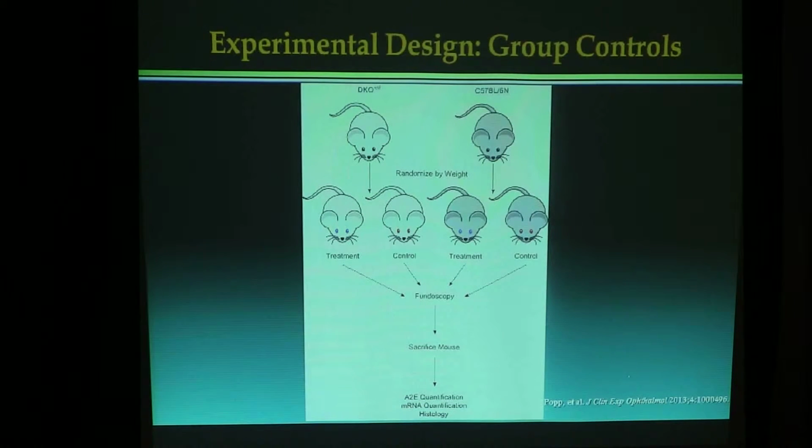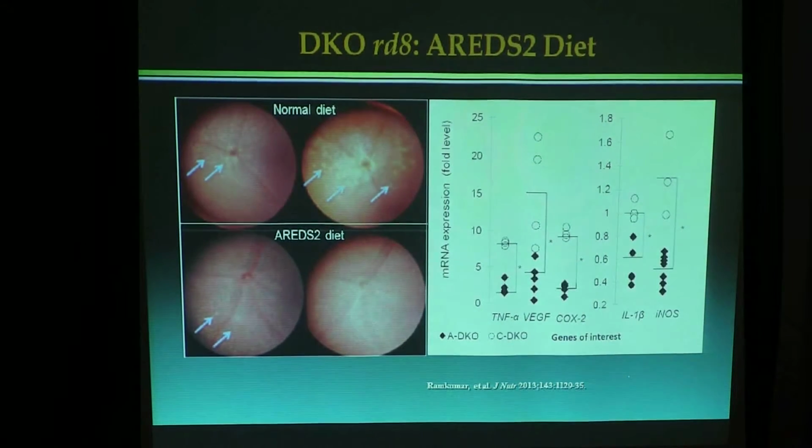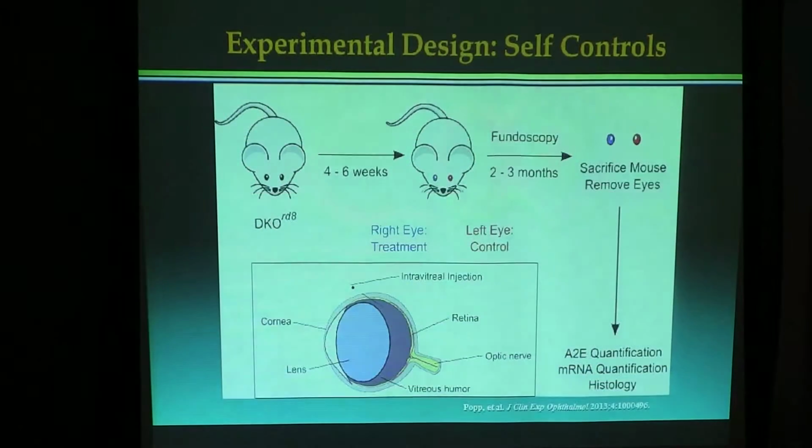How we do the experimental design, we can have 2 good mice. Again, if you give it systemically, you randomize by weight, and then you have treatment and control, and also the wild type with treatment and control, and then you compare. We did that for example with 2 diets given to the mice, and we found out that there was improvement. One of the reasons is that the formula will down-regulate inflammatory cytokines as well as down-regulate VEGF. So this has some effect, we think.